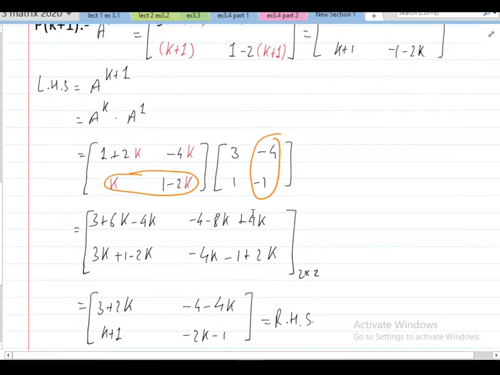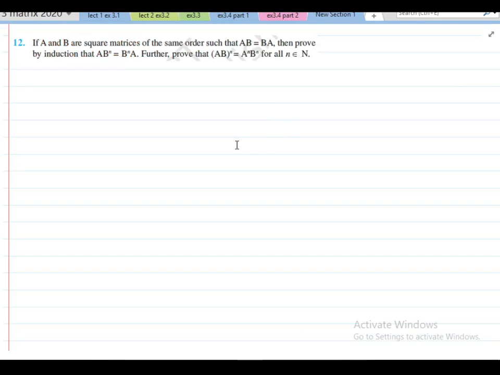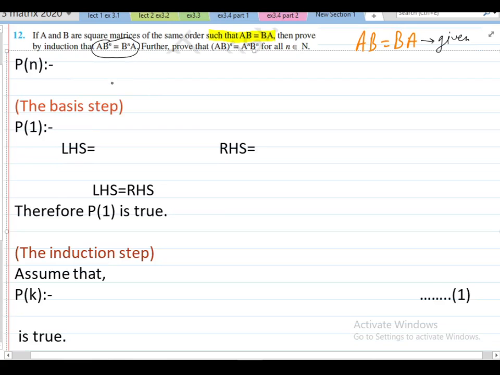If you do it on the computer, we have to write it like this. Now the question: if A and B are square matrices of the same order such that AB is equal to BA, this data is given. You can say AB equals BA without any proof. Now we have to prove that AB raised to n is equal to B raised to n into A. So what is P of n? P of n is AB raised to n is equal to B raised to n A.